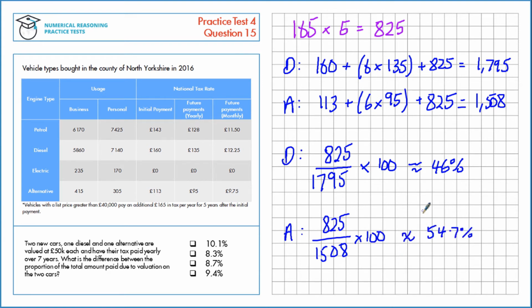So now we have our two proportions. We want the difference between those, so we just need to take one away from the other. That's 54.7, take 46%, which is 8.7%.